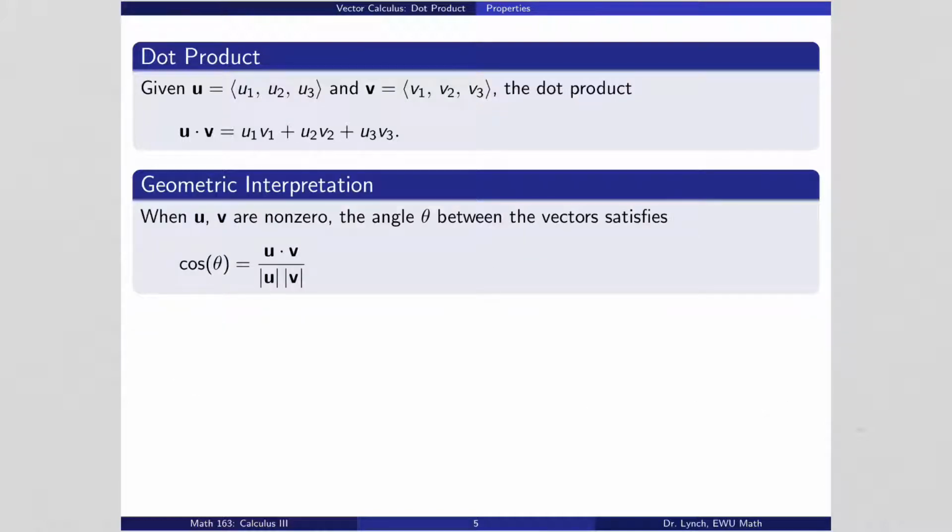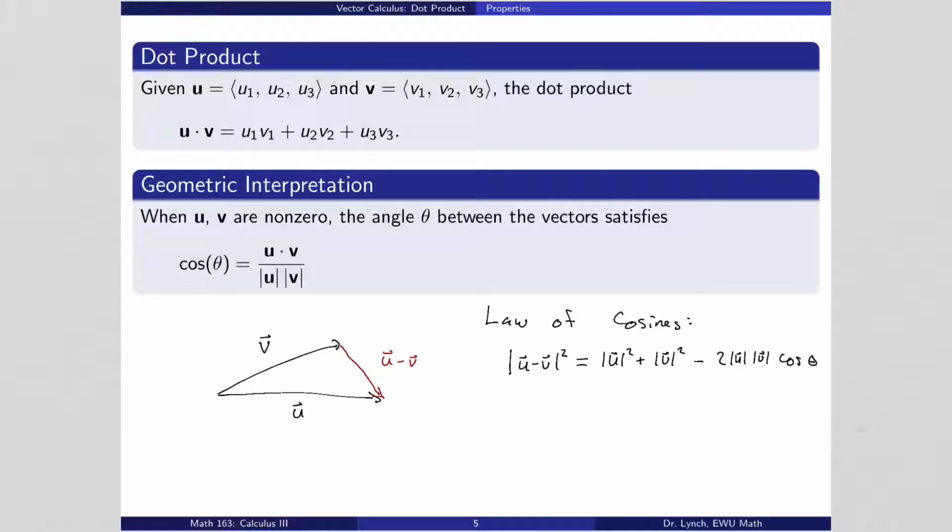Another property is the geometric interpretation of the dot product, which tells us that when u and v are non-zero and theta is the angle between the vectors, the cosine of theta is related to the dot product and the magnitude of the vectors. And you can see this pretty quickly using the law of cosines, as it turns out. So here's the law of cosines expressed in terms of the vectors u, v, and u minus v, and of course the angle theta is the angle between u and v.